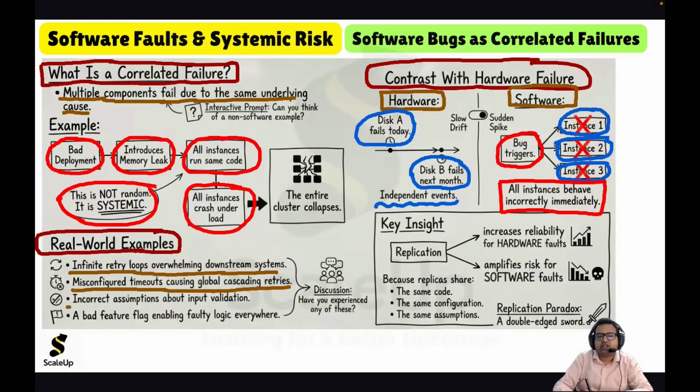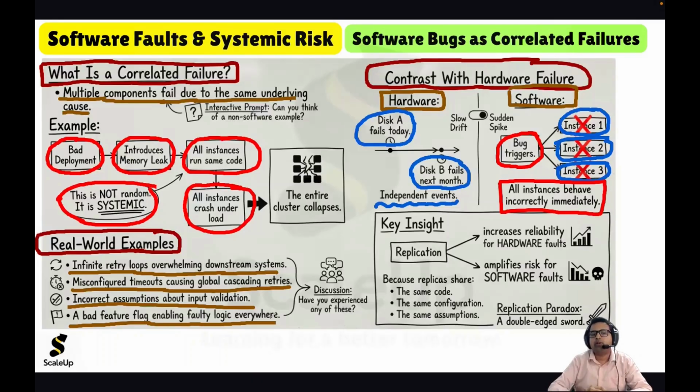Incorrect assumptions about input validation. So if we have incorrect assumptions about input validation, it can lead to correlated failure, or a bad feature flag. So any bad feature integration will enable faulty logic everywhere. Let us suppose in the software library, a faulty logic is there, a bad feature is there. Now, whatever code is importing that library, that faulty logic will get migrated. So it will lead to a software bug.